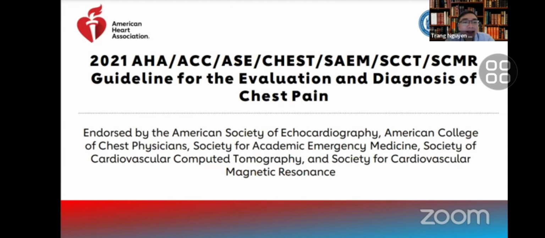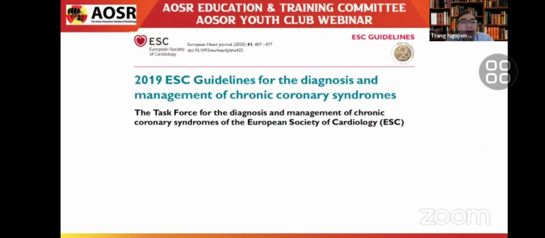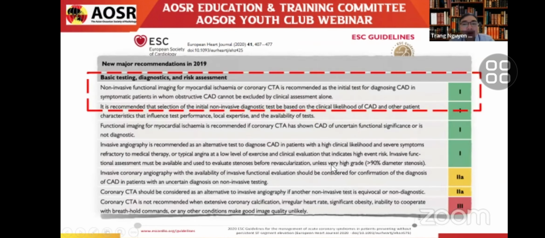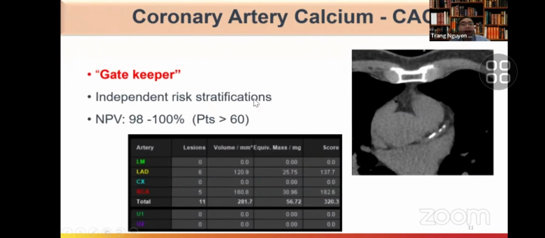So for the guidelines, we can see the many guidelines from the AHA and ACC in 2021, and the guidelines from ESC, the European Society of Cardiology, in 2019. We can find out that right now coronary CTA is recommended at class 1A, together with echocardiography and non-invasive functional imaging. It is very highly recommended for patients with chest pain or suspected CAD at low and intermediate level.